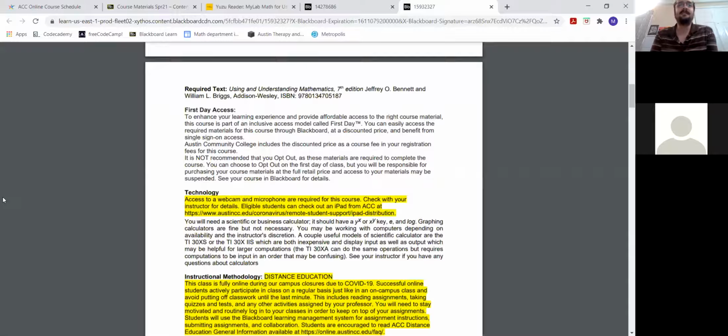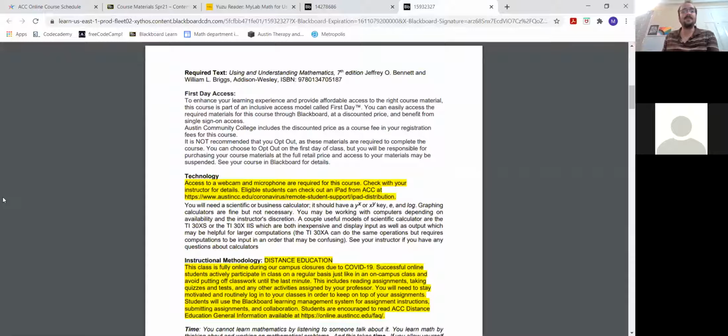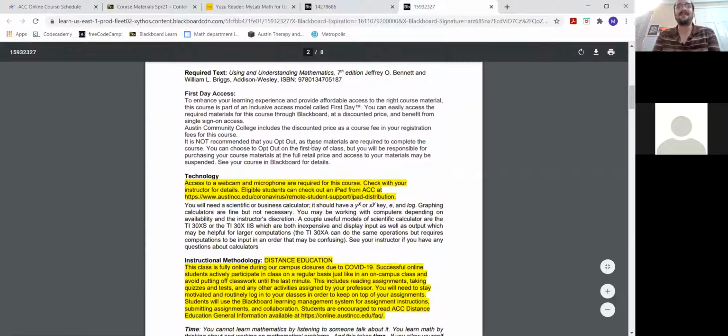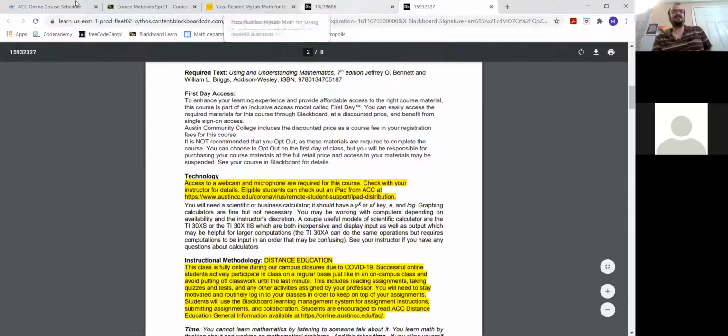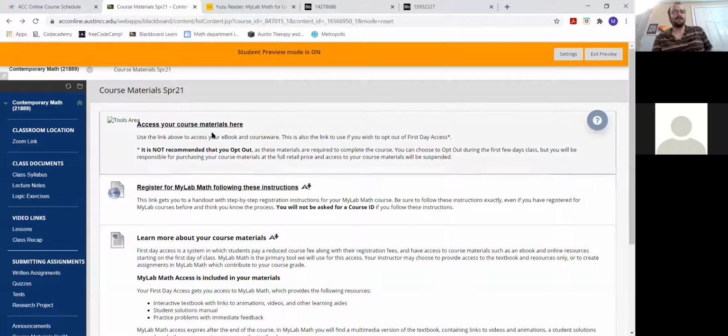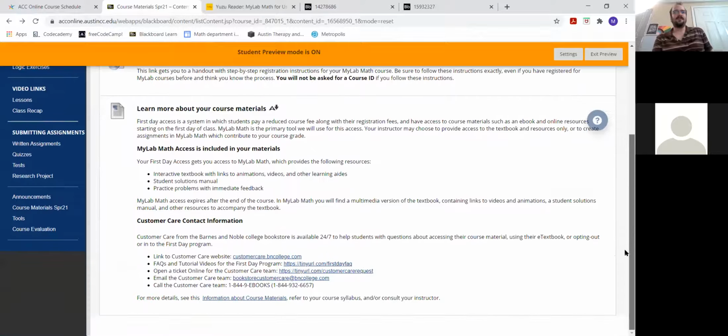But that's your text. The first day access is what I just talked about. If you're in this class, you paid your fees for your students. You can opt out of this, but it's not suggested. You're not going to have access. So if you got like the physical book or something, you might be able to opt out of that and get a little bit of money back. There's a process to opt out, and I believe those instructions are in Blackboard for opting out somewhere on here.